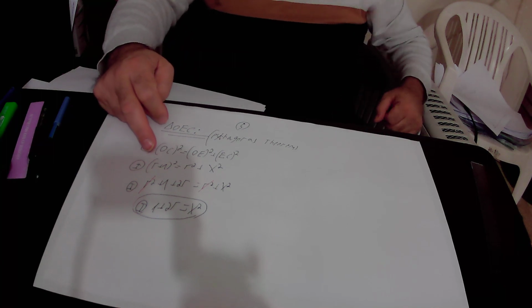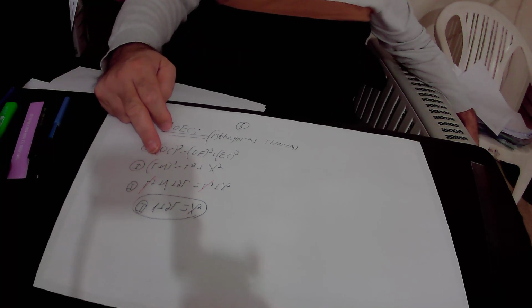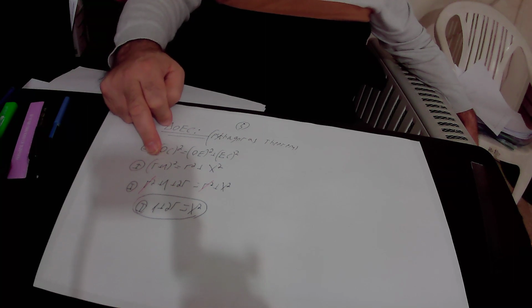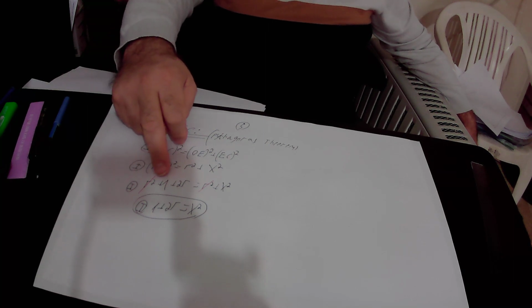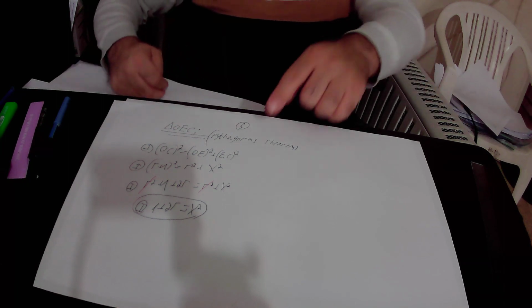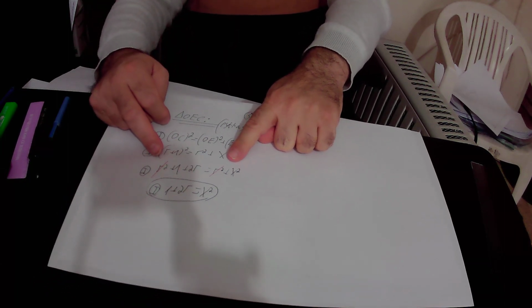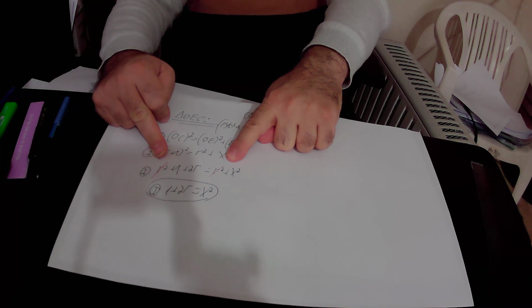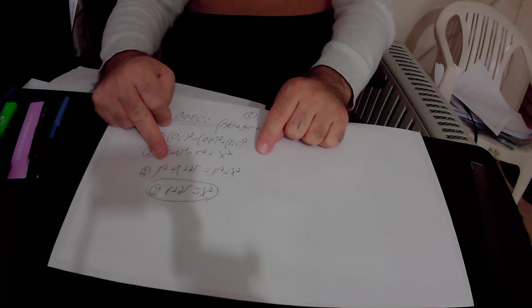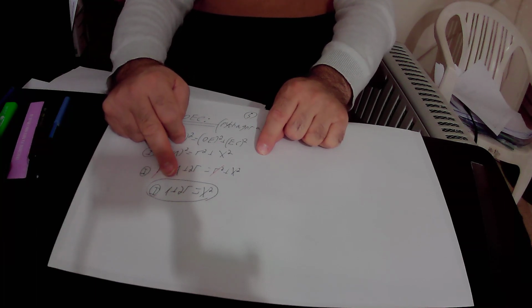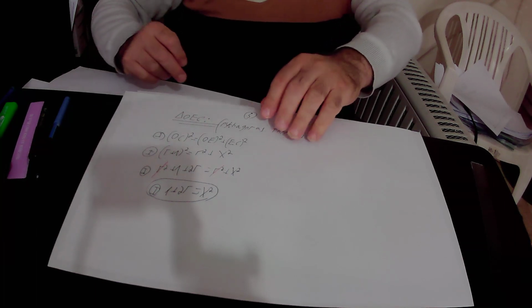We open the brackets on this side of equation number 1, and we got that (R plus 1) squared equals R squared plus 1 plus 2R, and it equals R squared plus X squared. Here we subtracted R squared from this equation, and we found out that according to equation number 1, 1 plus 2R equals X squared.